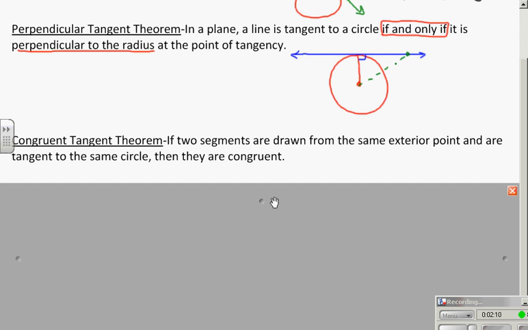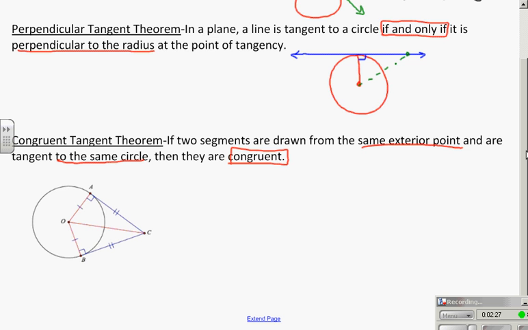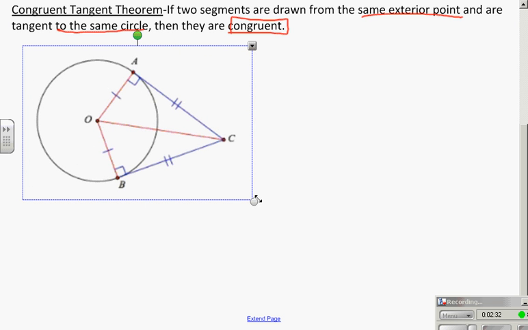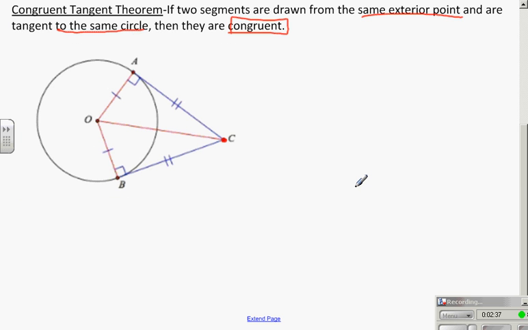Congruent tangent theorem is equally powerful. And notice it's congruent tangents. We're going to be talking about two tangents. If two segments drawn from the same exterior point are tangent to the same circle, then they are congruent. And if you think about this picture right here, exterior point C, two lines tangent to A and to B. They are the same length.